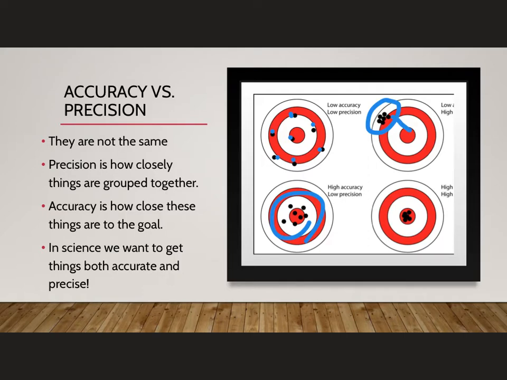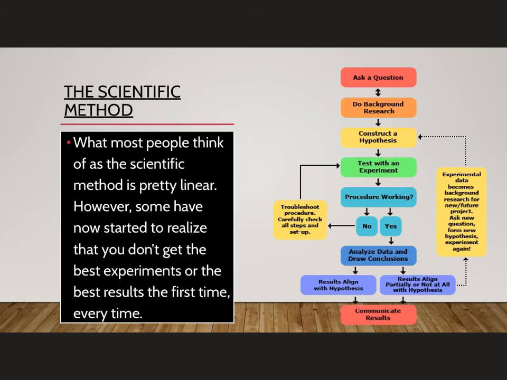And then, of course, we have the goal of all science, to be both accurate and precise. High accuracy, high precision means that you're hitting your goal almost every time. So hitting the bullseye. And that's what we're going for in science.